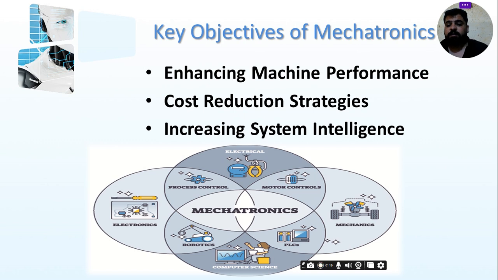Now we will talk about this slide. It's about the key objectives. This slide explains that mechatronics improves machines' performance by making systems faster, more precise, and reliable, while also reducing costs and enabling smart, real-time decision making with sensors and algorithms.